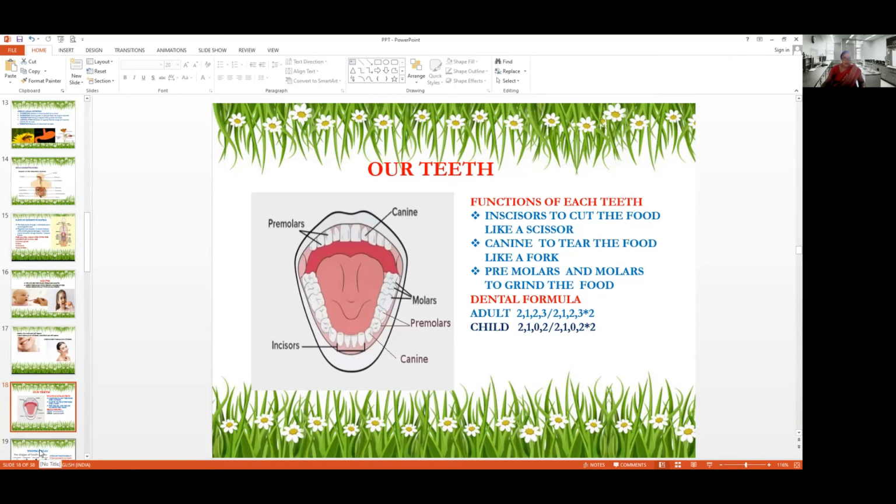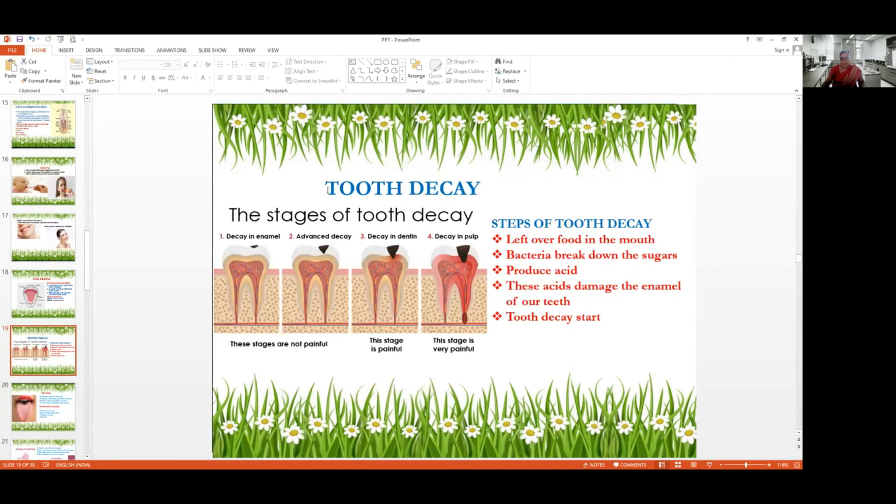Next, coming to the next one. Here we want to tell about tooth decay. What are the steps you have to maintain for oral hygiene? Once you have some food, a snack, whatever it is, chocolate, first of all we have to rinse our mouth, that is, gargle our mouth very nicely. Otherwise, the leftover food will stick in the mouth.